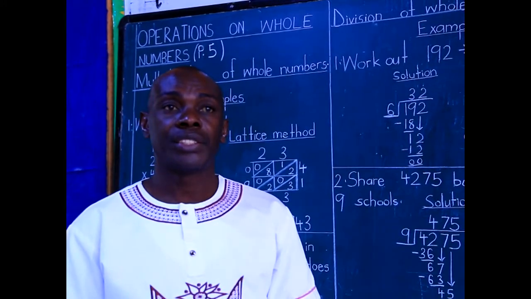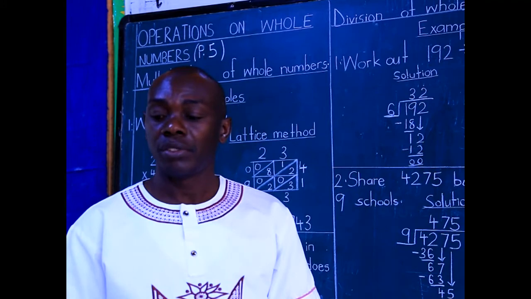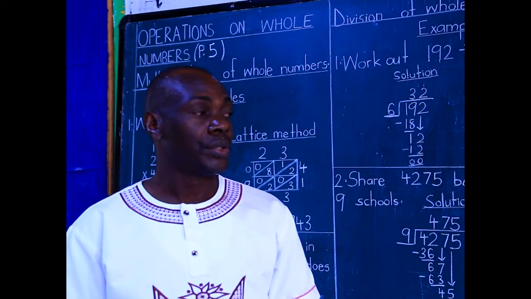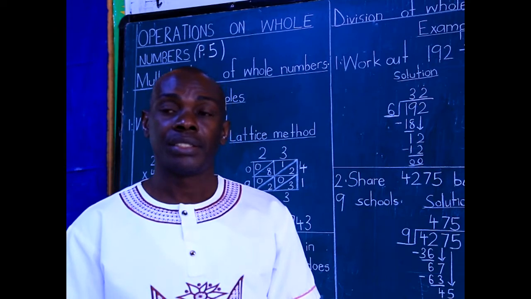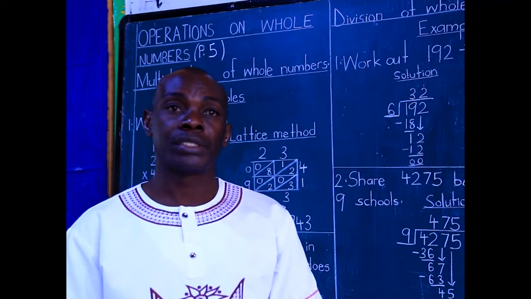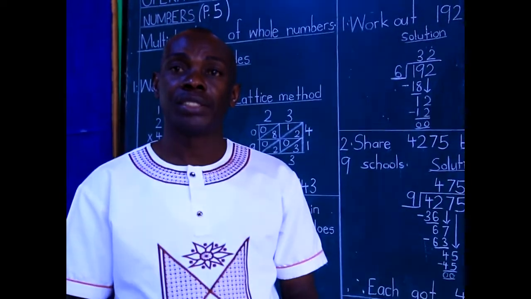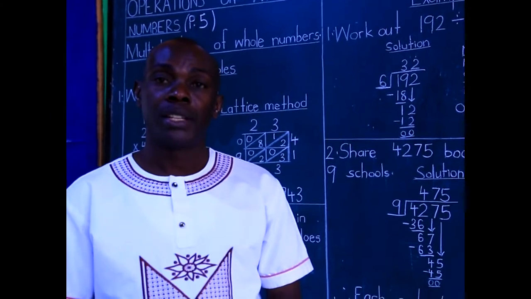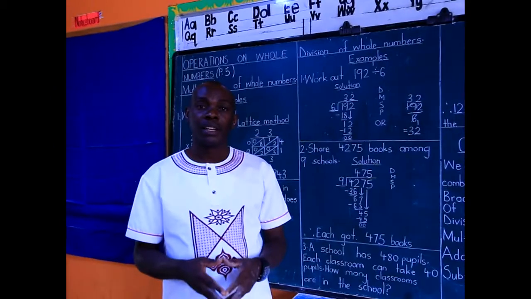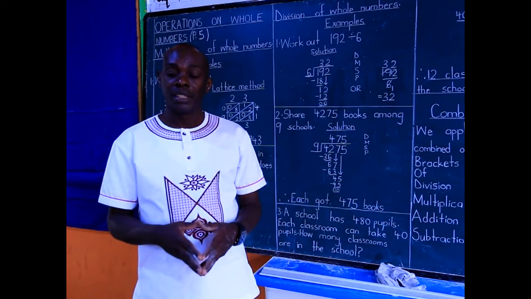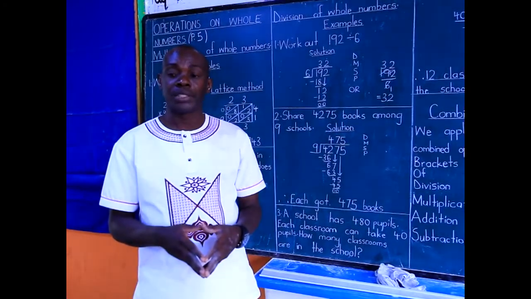Having looked at the addition and subtraction of whole numbers in the lesson before, today we are looking at the other two operations, that is multiplication and division. Remember, I said we have got four operations in mathematics: addition, subtraction, multiplication and division, of which two were done in the lesson before this one. Now we continue with the other two, multiplication and division of the same whole numbers.